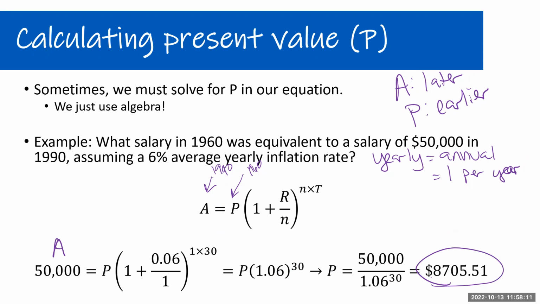If, let's say, your parents or your grandparents in 1960 made $8,705 a year, that would have been equivalent to making $50,000 in 1990, assuming a constant 6% inflation rate. There is an assumption there.